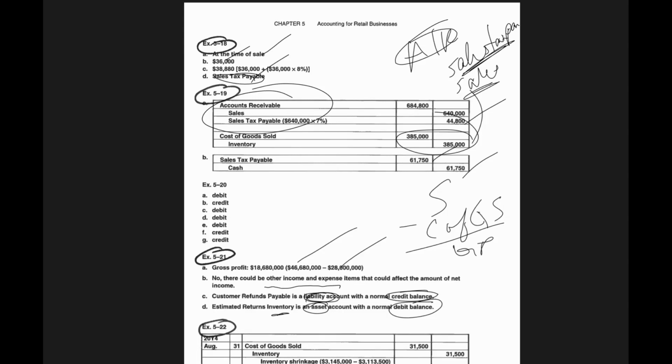22. So it talks about inventory shrinkage. So this tire company's perpetual inventory records indicate there is $3.145 million on hand. The physical count says it's $3.1135 actually on hand. So our records are different than our actual count. What do we debit and credit? Well, there's a $31,500 difference, meaning there is $31,500 on our records that need to get taken off because actual is less.